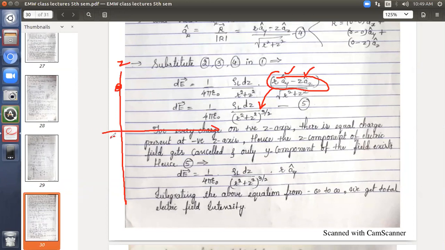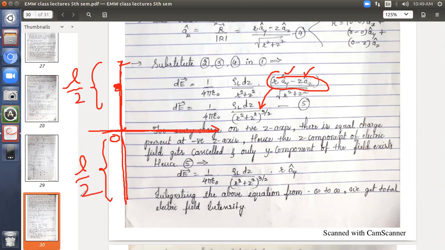And if you see the structure, it is symmetrical. Exactly at the center I have drawn the origin, towards positive infinity and negative infinity. If I assume this as some length L, this will also have length L, symmetric. If the total length is L, it will be L by 2 and L by 2. So it is symmetrical about the horizontal axis, the way we have kept the wire.